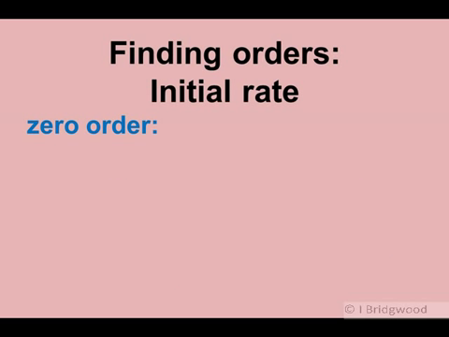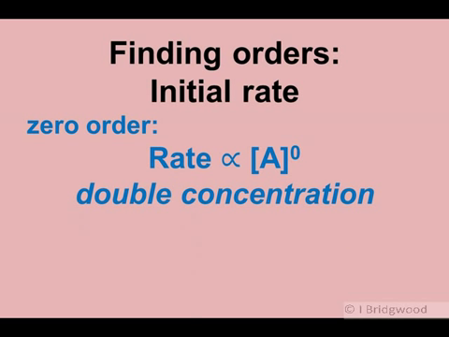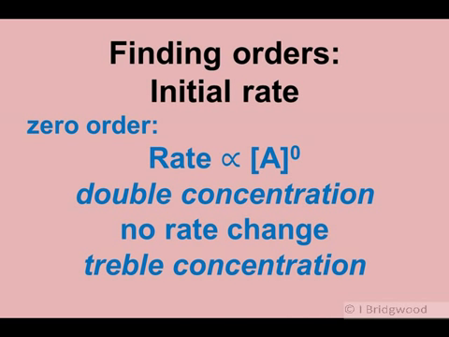So, for example, if the reaction happens to be zero order, in other words, rate is proportional to, let's say, the concentration of A to the power 0, and you are keeping everything else constant, just varying the concentration of A, then if you double the concentration of A, it will have no effect on the rate of reaction, keeping all other reactants constant. If you treble the concentration of A, then that will have no effect at all.